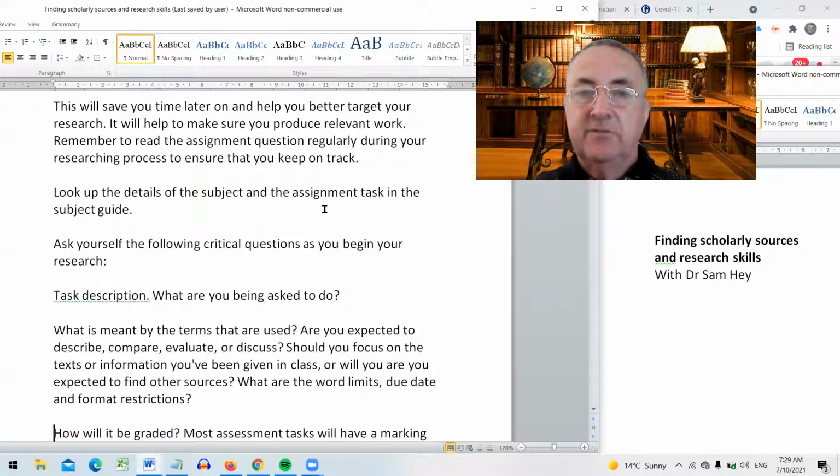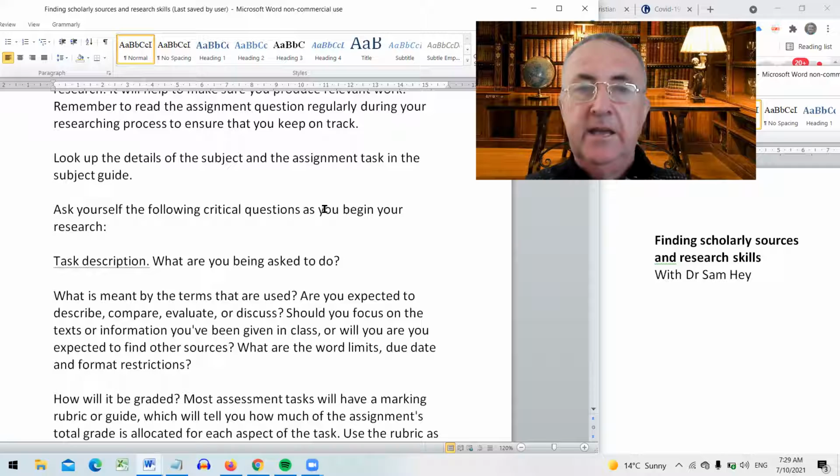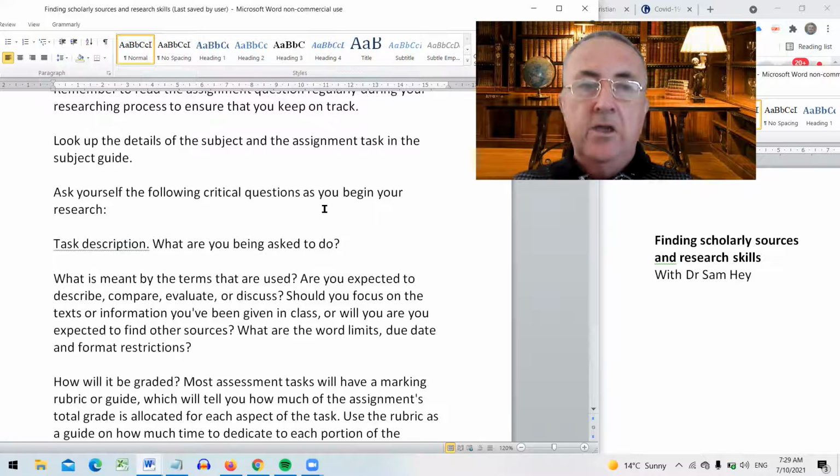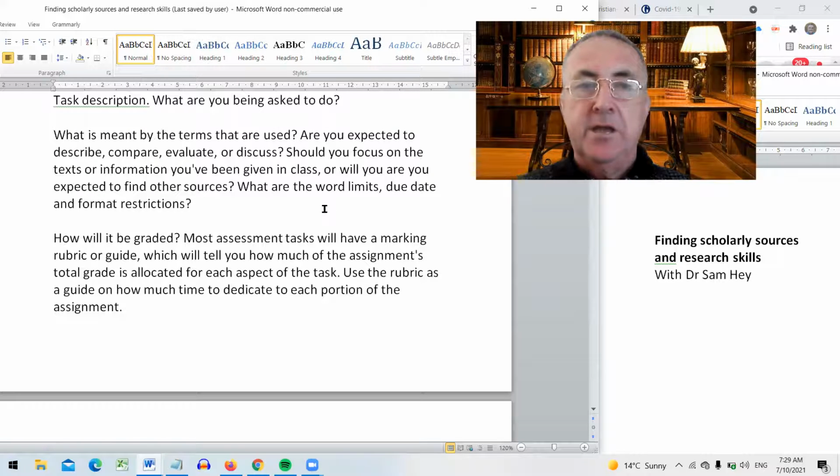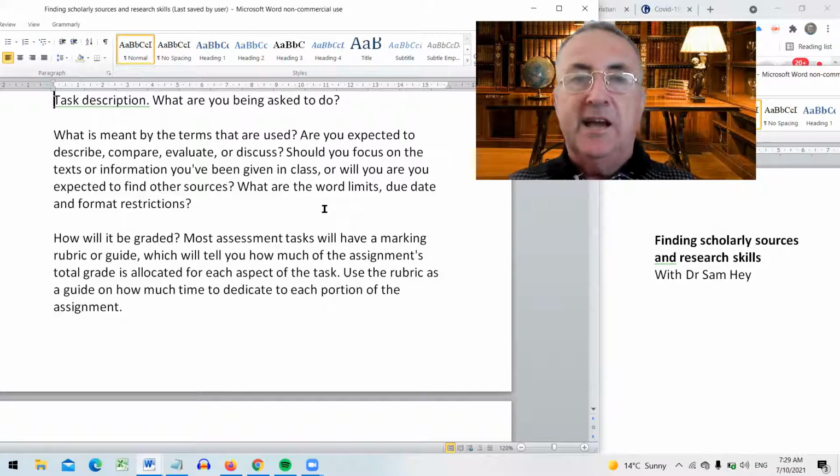Look up the details of the subject and the assignment task in the subject guide and look at the way you're going to be marked and assessed on this subject. And ask yourself some critical questions about the research that you're going to do. For instance, what are you being asked to do and how are you being asked to go about it? What's meant by the terms that are used? Are you being asked to describe or compare or evaluate or discuss the certain areas you're asked to look at?